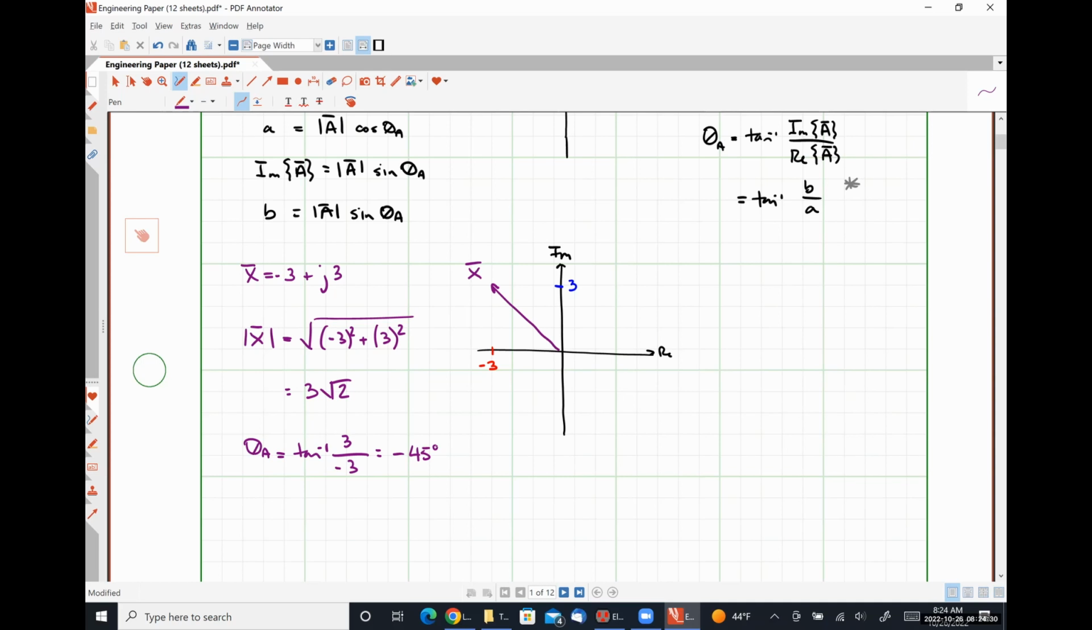Anybody have any questions about the very limited operation I've asked you to do here in converting from rectangular to polar with your calculator? So we're all on the same page. All right.